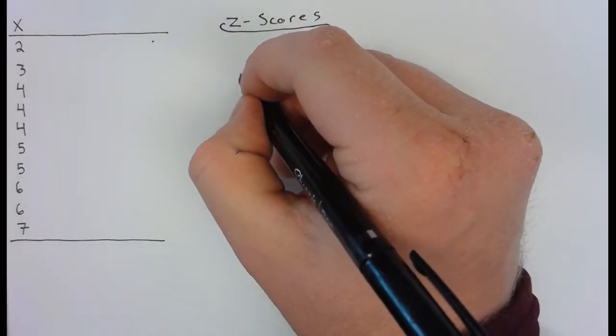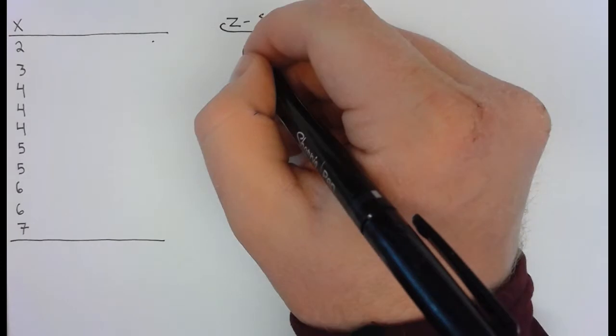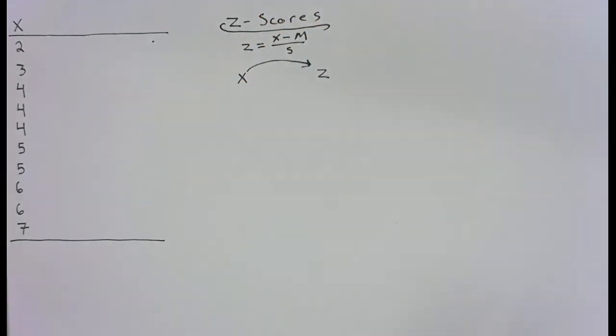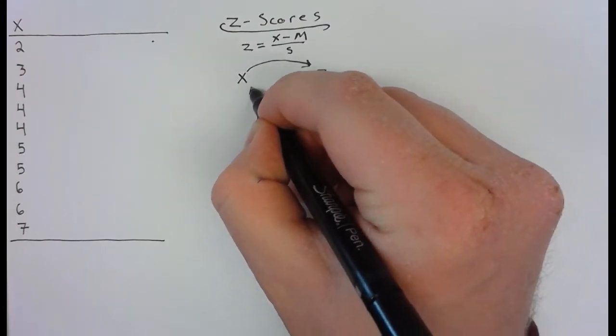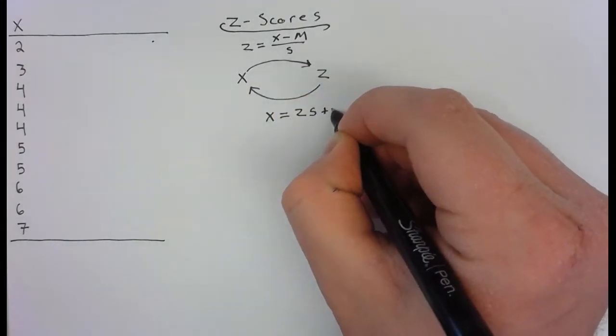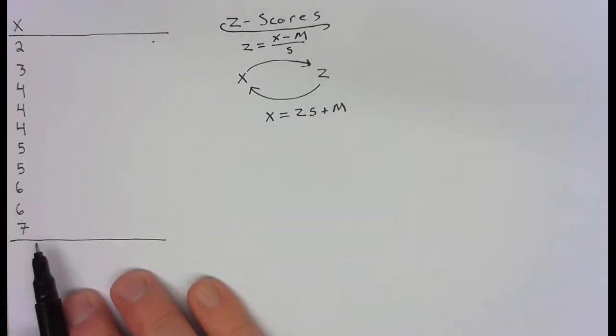All right, when you're working from a raw score and you need to calculate a z-score, what you essentially need to do is take the raw score, subtract the mean from it, and divide that difference by the standard deviation. To work the other way, you take a z-score, multiply it by a standard deviation, and then add the mean. And that's how you convert back and forth between the two.